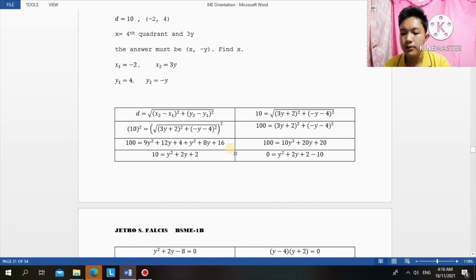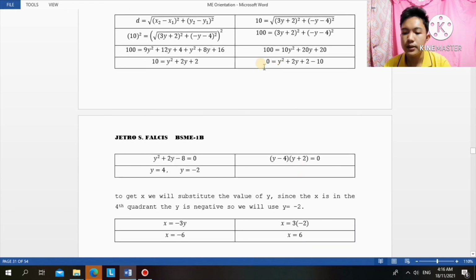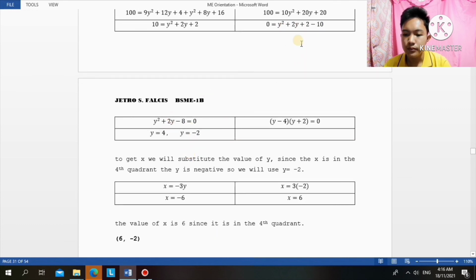So divide both sides by 10. It will become 10 is equal to y squared plus 2y plus 2. Transpose positive 10 from the right to the left, it will become negative 10. So our equation will be 0 is equal to y squared plus 2y plus 2 minus 10. Positive 2 minus 10 will become negative 8. So y squared plus 2y minus 8. Factor it: it will become (y minus 2)(y plus 4)... as stated, (y minus 4) and (y plus 2). So the values of y are 4 and negative 2.